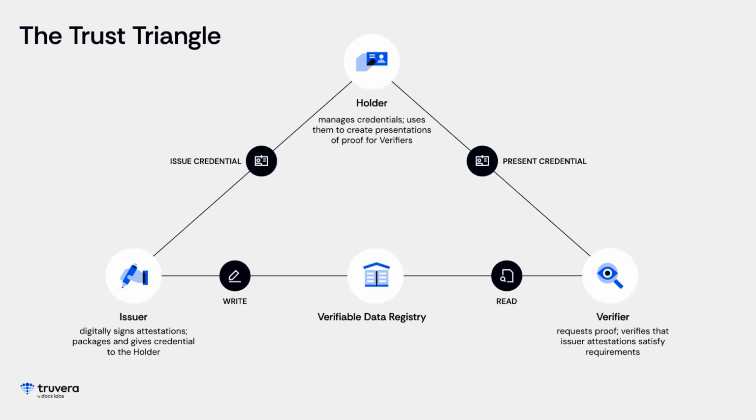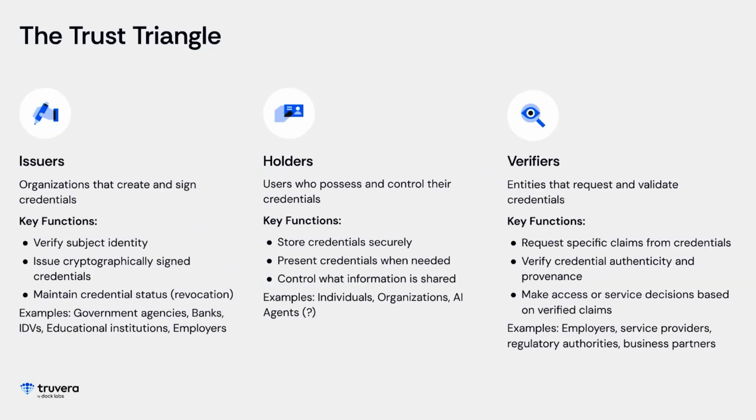So the key parties are the issuer, the holder, the verifier. The key technologies are the credential that the issuer gives the holder, and the holder gives to the verifier as a presentation. And the data registry, the verifiable data registry, where we can find the keys needed to validate the signature on the credential. So this just summarizes that.